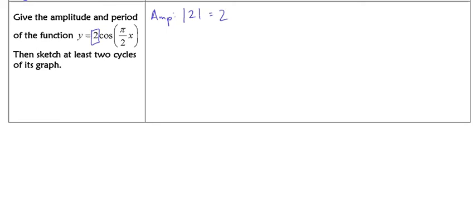Next we have our period. And the period is going to be equal to 2 pi over your B value, which for this one is pi over 2. So what is 2 pi divided by pi over 2? Well, we don't really ever divide fractions. That's going to be the same thing as 2 pi times the reciprocal, so times 2 over pi. 2 times 2 gives you 4, and pi divided by pi, that's just 1. So we end up with a period of 4.